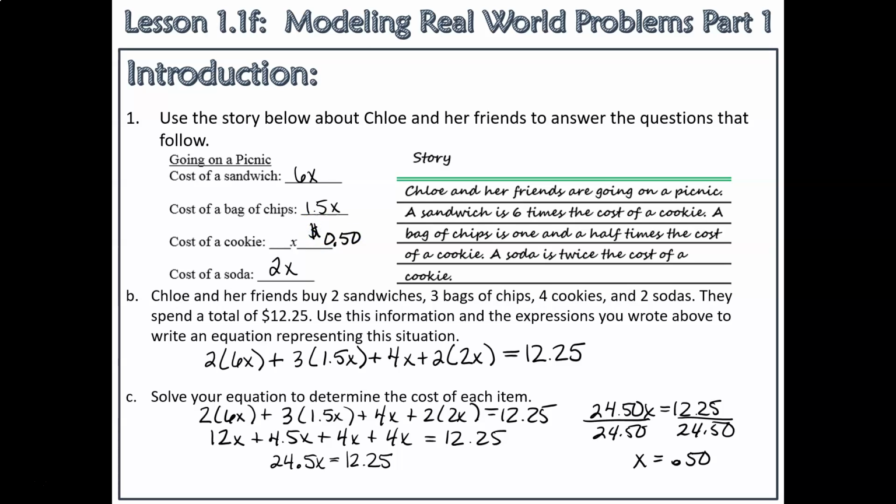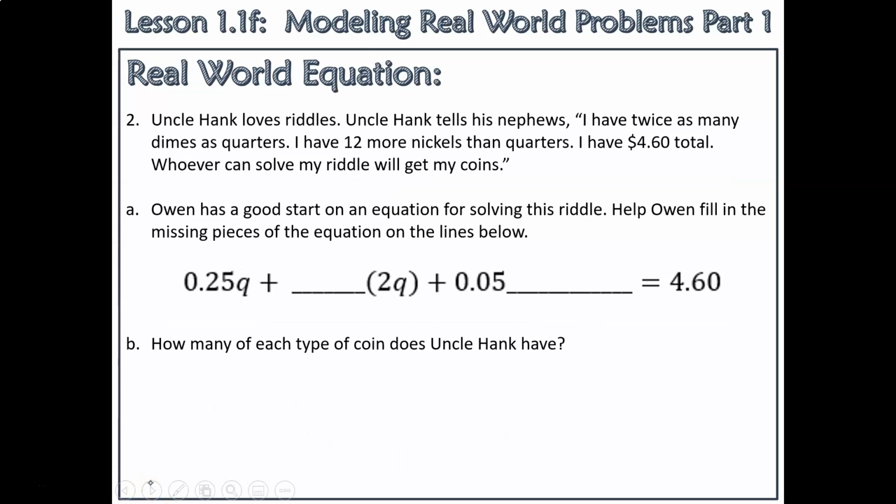So if we go back up here and we find the cost of a sandwich, which would be 50 cents times 6, so the sandwich will be $3. A bag of chips, 50 cents times 1.5 will be 75 cents for a bag of chips. And then soda is $1 because it's 2 times 50 cents. So if we solve that equation, we can find the price of all of those things. All right, next one.